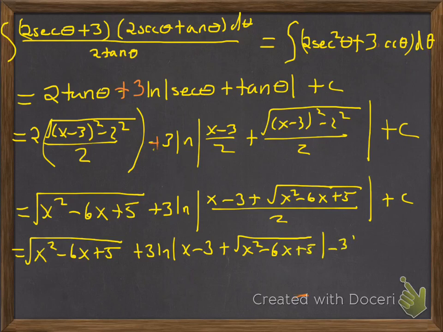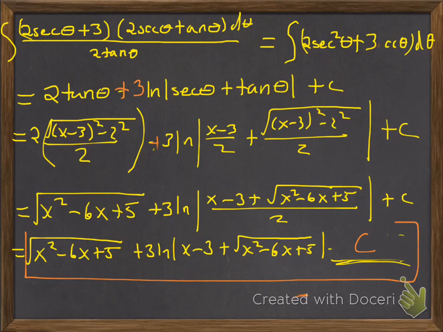Okay, and then there's your minus 3 ln of 2, and it's just a constant, so what we can do is combine those, and you can call it a new constant if you want. You can call it c star or whatever, but it's just a constant of integration, so that c is going to gobble up that constant of negative 3 ln of 2, and we can call it an orange c if you like, and that is going to be your antiderivative.